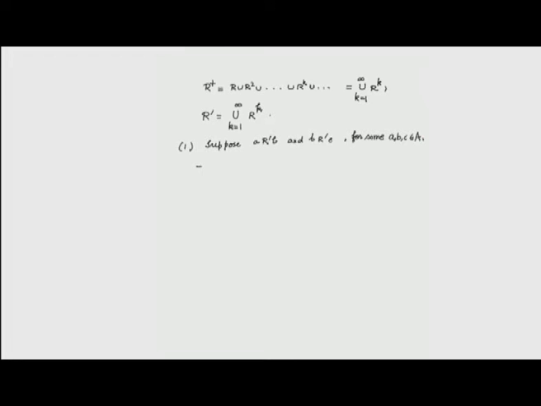This means that there exists i, j belonging to the set of positive integers such that A R raised to the power i B and B R raised to the power j C. This is because R prime is union of all R raised to the power k's, and therefore, if A is R prime B, then of course, there is some i for which A is R raised to the power i B, and similarly for B and C.